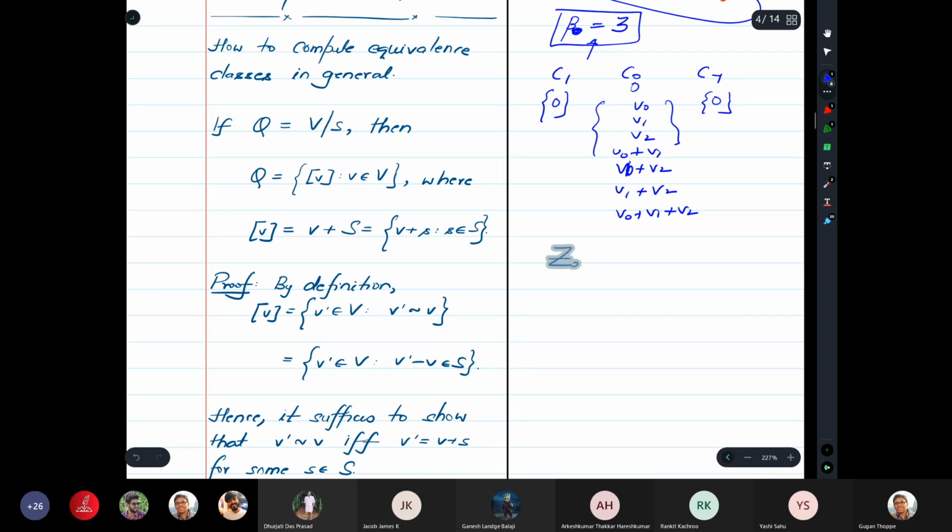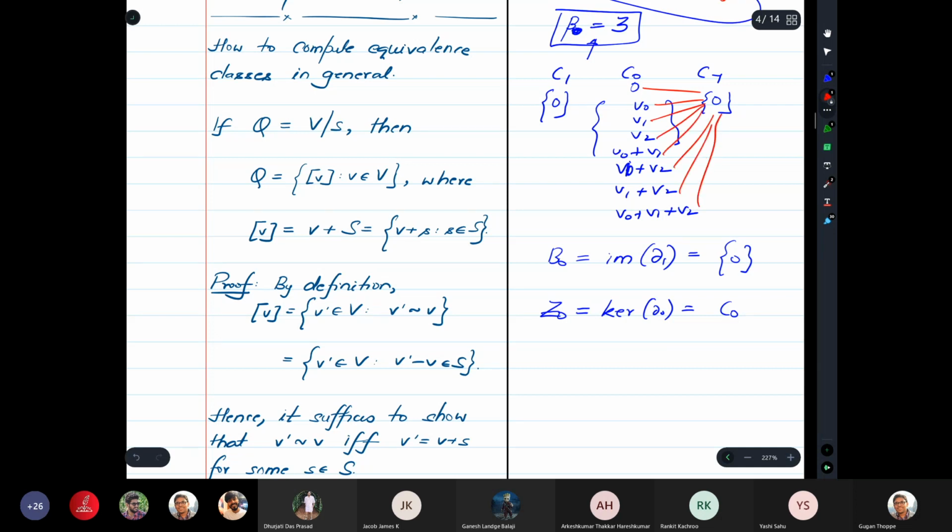Okay, so let's quickly compute what Z0 is, right? Or maybe we'll first compute what B0 is because that's easy. So B0 is the image of d1. So what would this be? 0, right? So now we only need to compute what Z0 is. What is Z0? It's the kernel of d0 and this will be C0, right? Because every element here would get mapped to 0. And I hope you agree that consequently every element in C0 will lie in the kernel of d0, right?